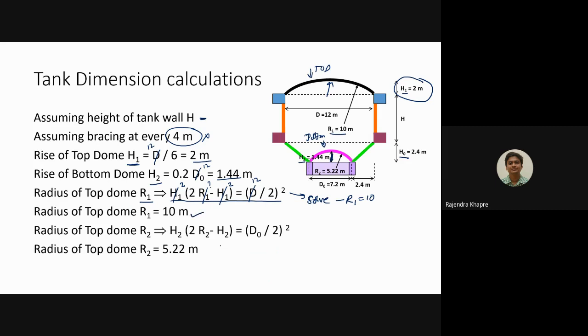Now to calculate the radius of the bottom dome, we use h2. h2 is the height of the bottom dome, which is 1.44, and the radius is unknown. The height of the bottom dome is 1.44, and the diameter is 7.2. How did this 7.2 come? It is 12 minus 2.4 minus 2.4. Again, if you solve this, you get r2 as 5.22 meters.